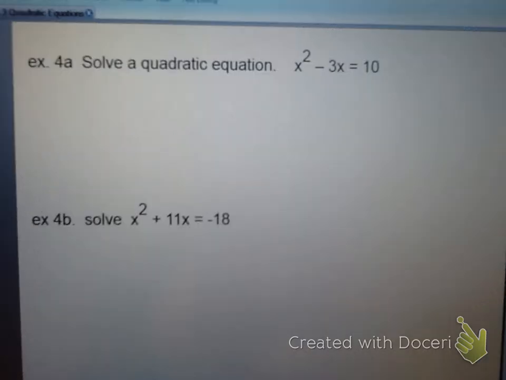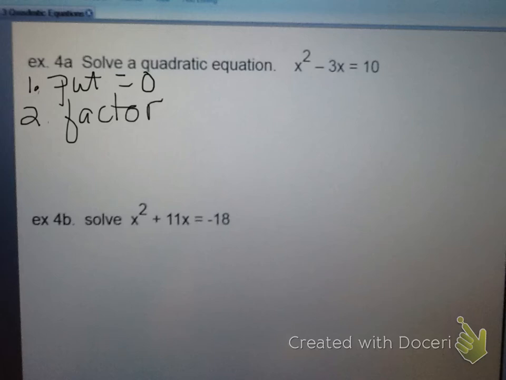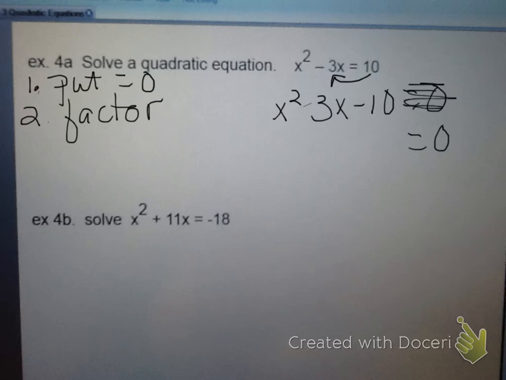Example 4a, it says solve a quadratic equation. First thing you must do is you must put the equation equal to 0. Step 2, factor. So to get this equal to 0, I'm going to move the 10 to the other side. How do I move that? I'm going to subtract it. Put it equal to 0. Now, I'm going to bring down the equal 0, and then when I bring it down, I'm going to ignore it. And I'm going to factor this into two binomials.